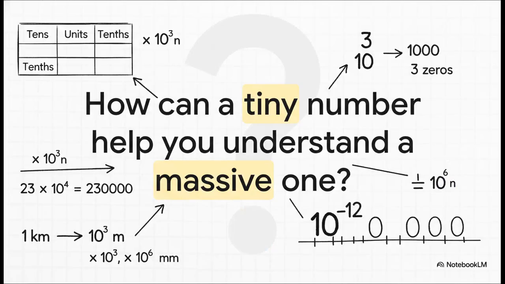It really all boils down to this one question. How can this tiny little number, the one you see written up high, be the secret key to understanding a massive number with a ton of zeros? It sounds a little crazy, right? But that's the puzzle we're going to solve. And the answer is, well, it's pretty cool.